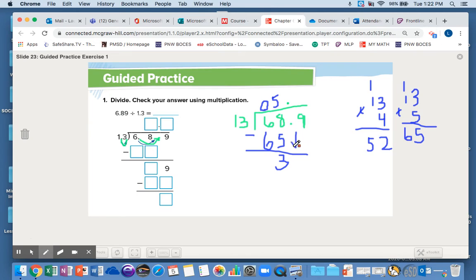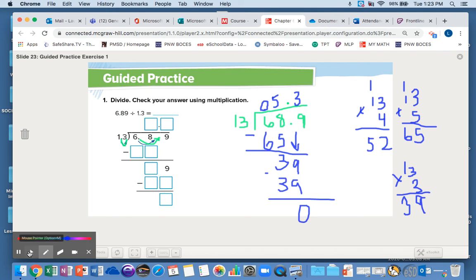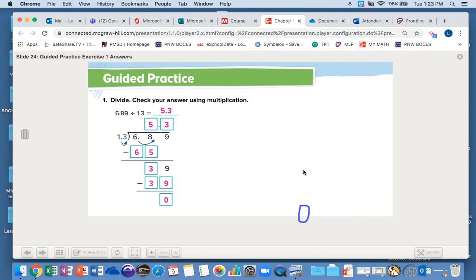You bring down your 9. How many times does 13 fit into 39? Good. Let's try 3. 3 times 3 is 9. 3 times 1 is 3. Okay. Awesome job. So it fits 3 times. 3 times 13, 39. And when you subtract, you get 0. So your answer is 5 and 3 tenths. Okay. Beautiful. All right, you're going to try some on your own.